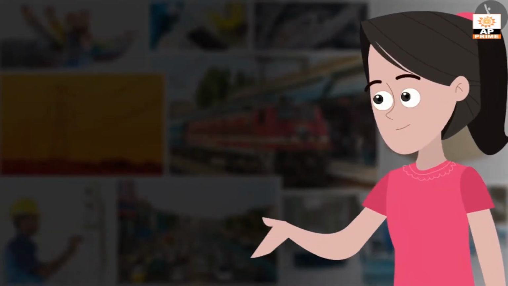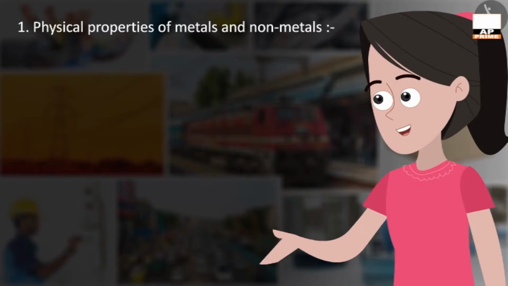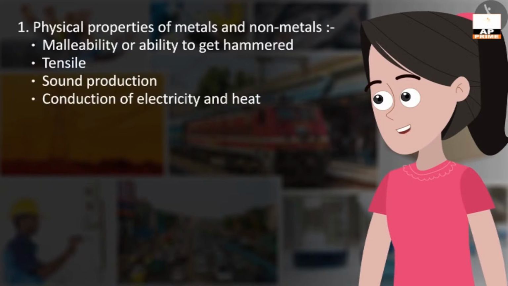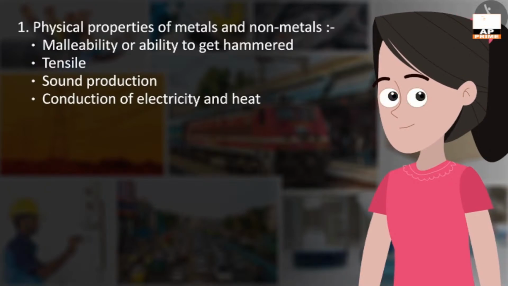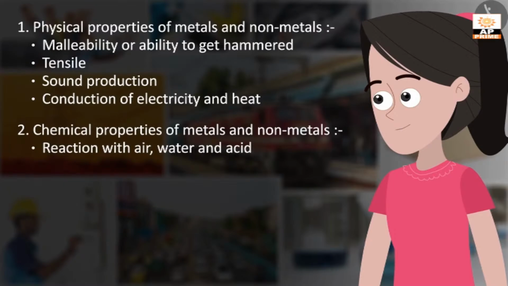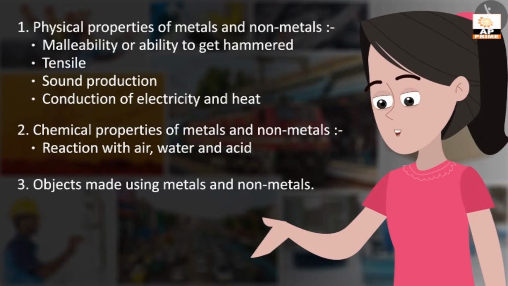Today we learned the following. 1. Physical properties of metals and non-metals: malleability or ability to get hammered, tensile, sound production, conduction of electricity and heat. 2. Chemical properties of metals and non-metals: reaction with air, water and acid. 3. Objects made using metals and non-metals.